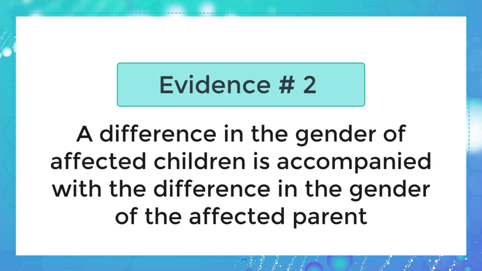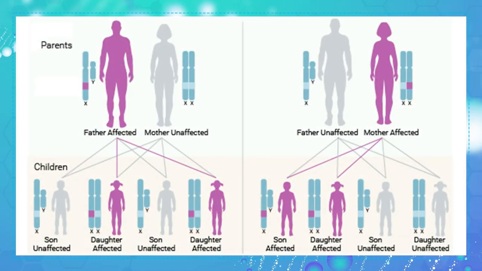Another evidence that you could use to prove that a certain disease is sex-linked is when you notice a difference in the gender of affected children accompanied with the difference in the gender of the affected parent. Let me make this simple.